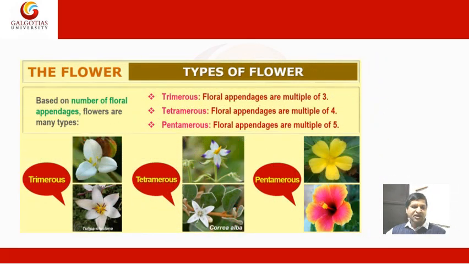Based on the number of floral appendages, flowers are of many types. First is the trimerous: floral appendages are multiples of 3. Tetramerous: floral appendages are multiples of 4. Pentamerous: floral appendages are multiples of 5.